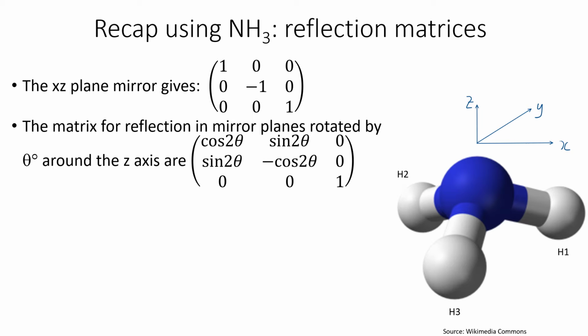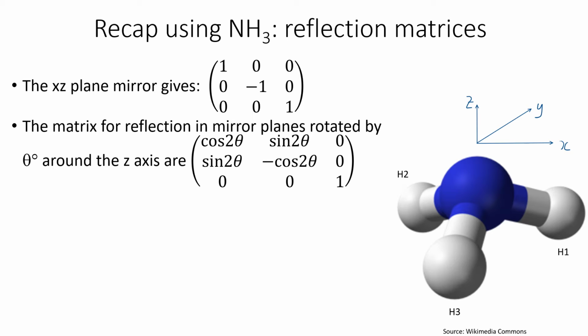And so you can see here that the z coordinate is unaffected, so we've still got that 1 there. But this time the x and the y are going to be affected by this rotation. And so we've got this angle 2 theta in there.